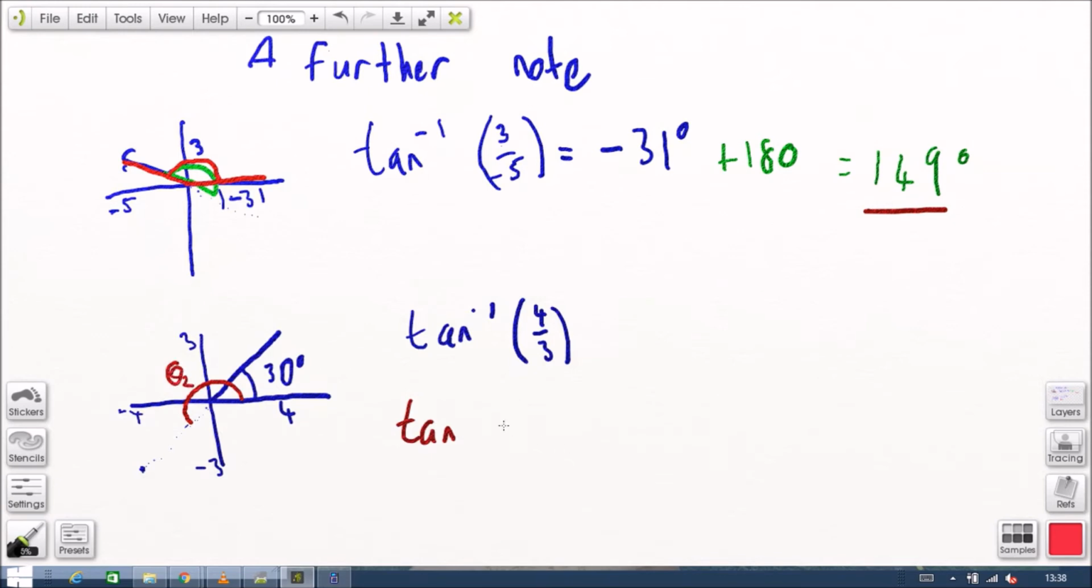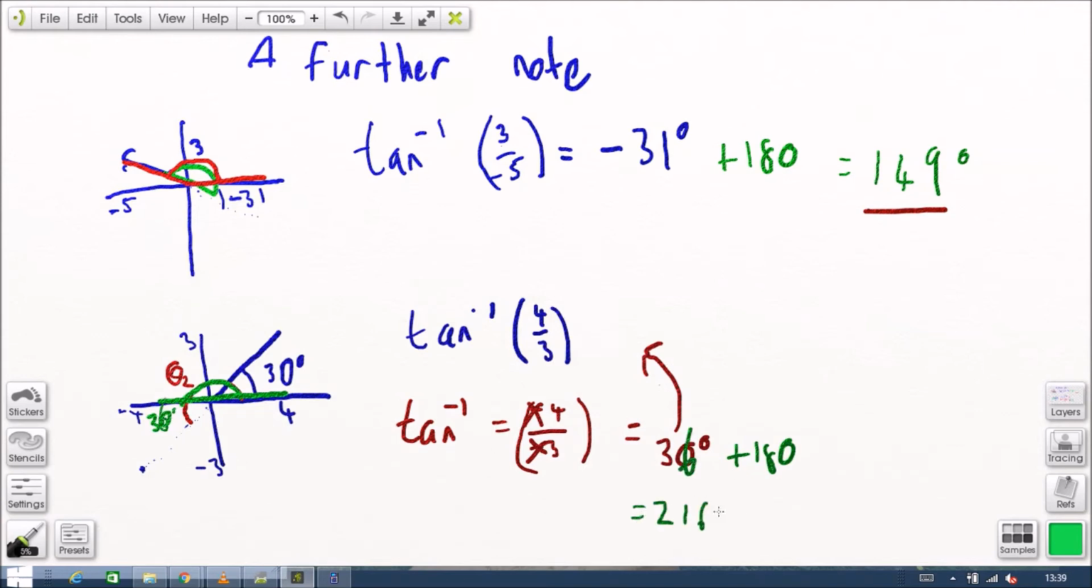If we take our new complex number, negative 4 over negative 3, negative 4 divided by negative 3 is the same as 4 over 3. So inverse tan of negative 4 over negative 3 will still give us the same 30 degrees, but because it's just rotated by 180 degrees, if it's in that bottom left quadrant, we also need to add 180 degrees on. So I think that was 36 degrees, not 30. So the correct answer would be 216 degrees.